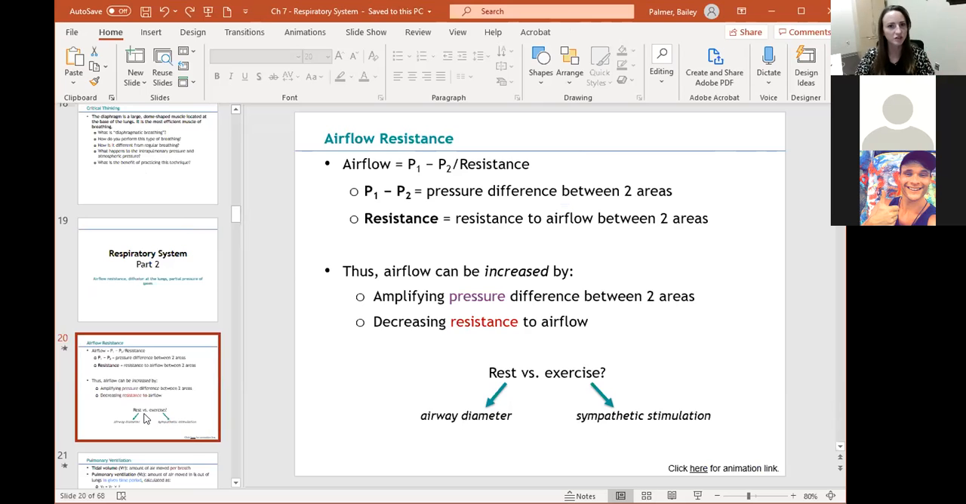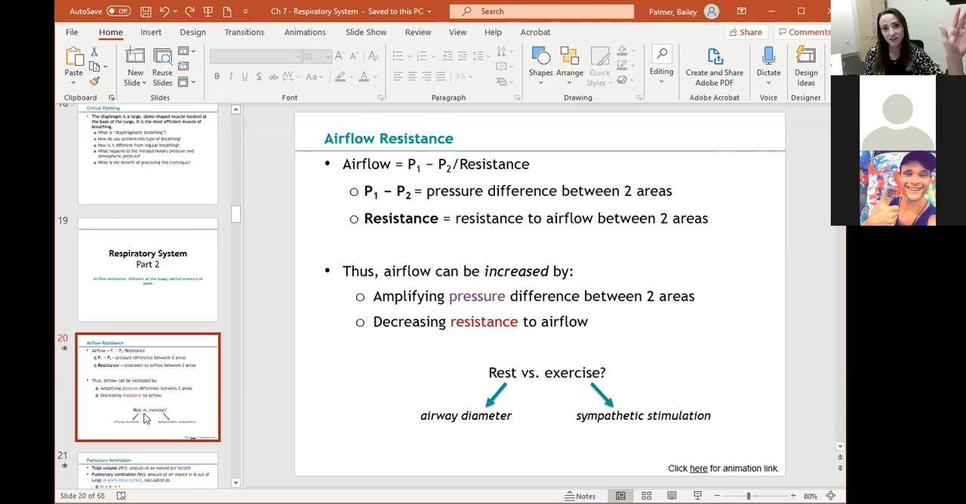So how do we increase airflow? We have to manipulate those two variables. First, starting with amplifying the pressure difference. We just talked about this with inspiration and expiration, the atmospheric pressure versus the intrapulmonary pressure.